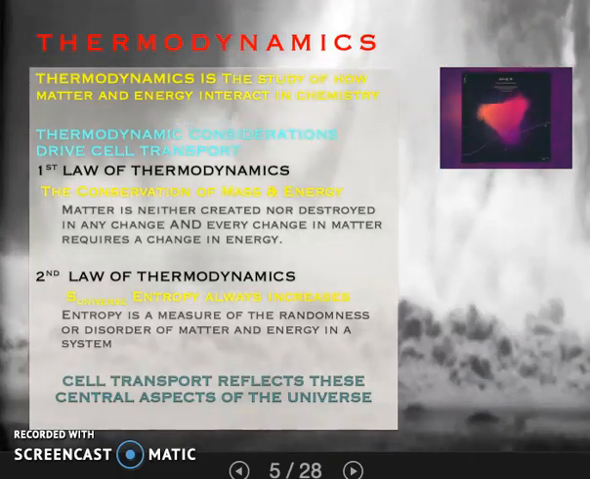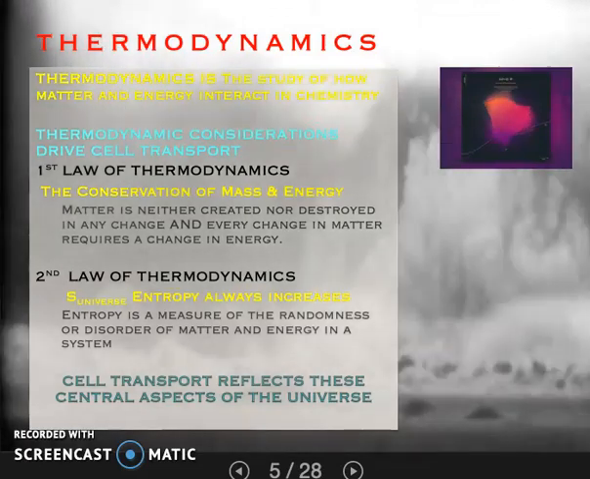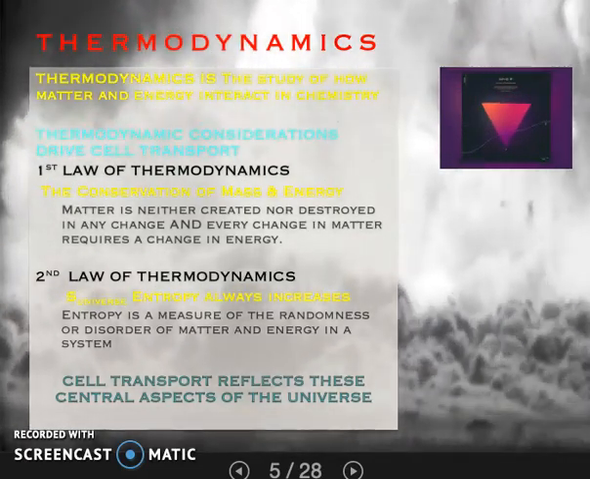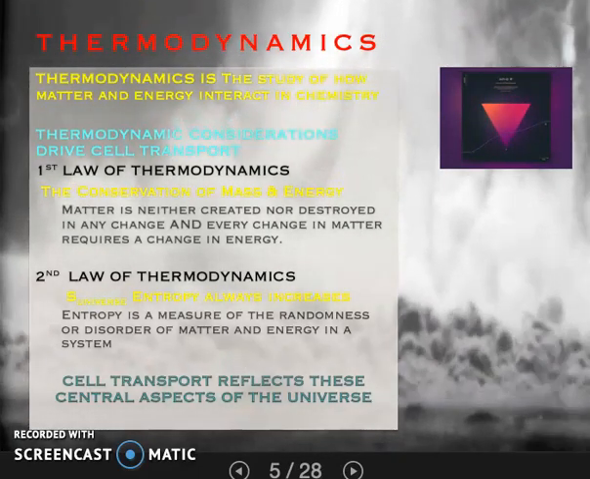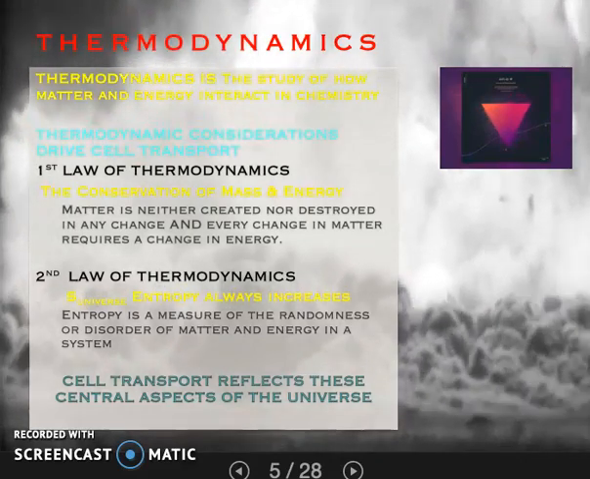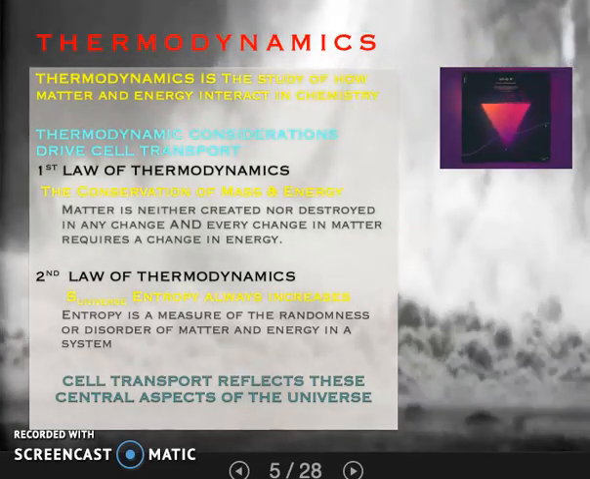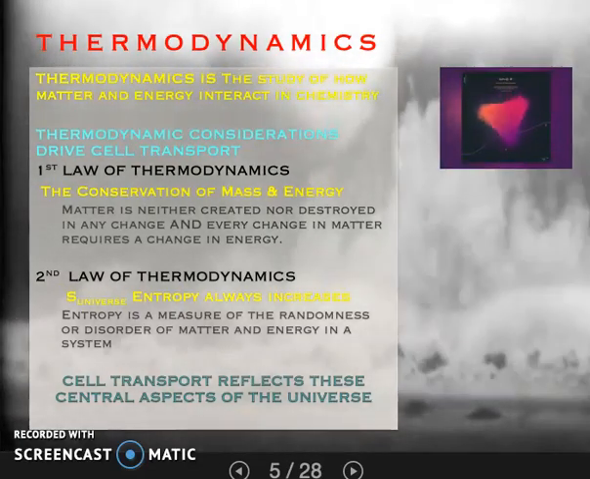The second law of thermodynamics says that the nature of the universe is to become more randomly ordered. That is more disorderly. And we call that property entropy, and it's always increasing. Of course, for a minute, you guys are a little more organized than you might be before. So cell transport is all about considerations of the first and second law of thermodynamics.